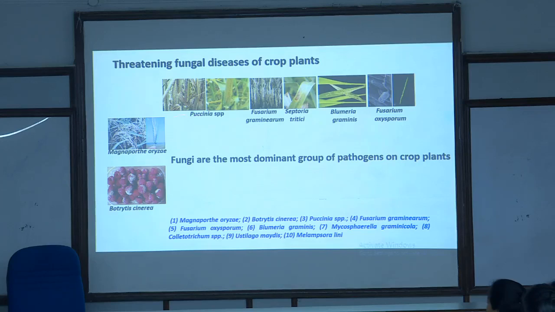So starting from Puccinia, we have Fusarium, Septoria, Podosphaera. Again, a wilt caused by Fusarium oxysporum, Magnaporthe oryzae in a number of cereals including wheat, and we have Botrytis cinerea. This information I could borrow from one of the flagship journals in plant pathology, Molecular Plant Pathology. They have come out with the top 10 fungal diseases in the world. I think all of them are highlighted here, right?